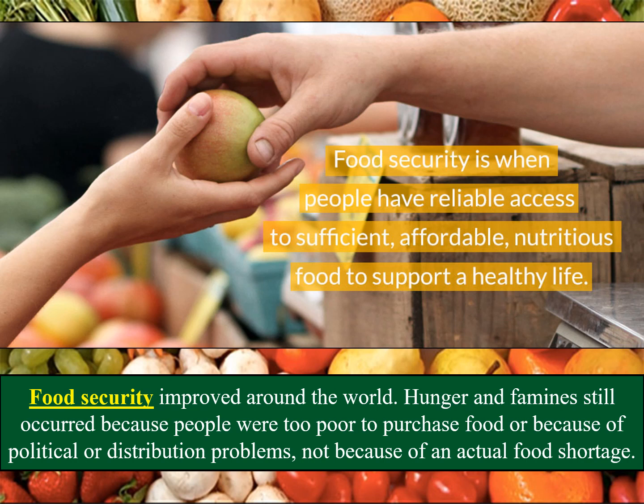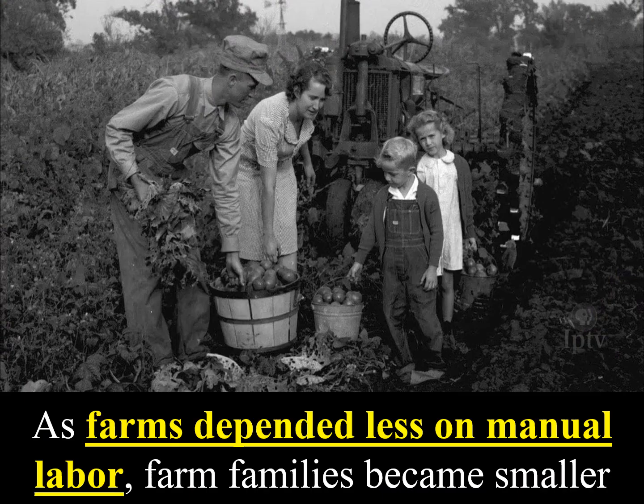Food security improved around the world. Hunger and famine still occurred because people were too poor to purchase food or because of political or distribution problems, but not because of an actual food shortage. Second, as farms depended less on manual labor, farm families became smaller.